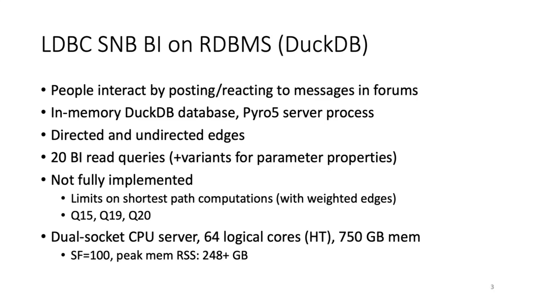This graph has both directed and undirected edges. The undirected edges are for the person-to-person relation. We implement both the vertices and edges as tables. For the undirected edges, we swap the columns and do a union with the original values. We look at the 20 read queries for the BI workload and their variants. The variants are based on differences in the properties of the query parameters.